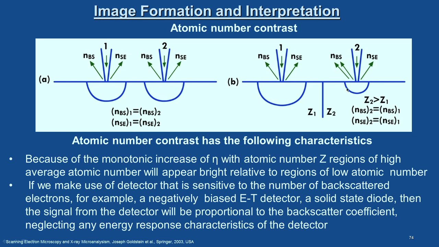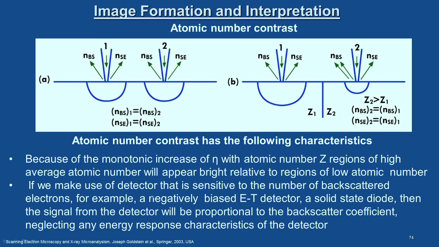So, let us look at the general remarks. Atomic number contrast has the following characteristics. Because of the monotonic increase of eta, the backscatter coefficient, with atomic number Z, regions of high average atomic number will appear bright relative to regions of low atomic number.